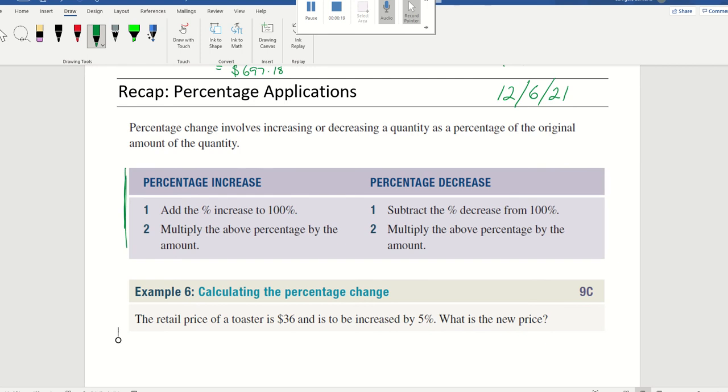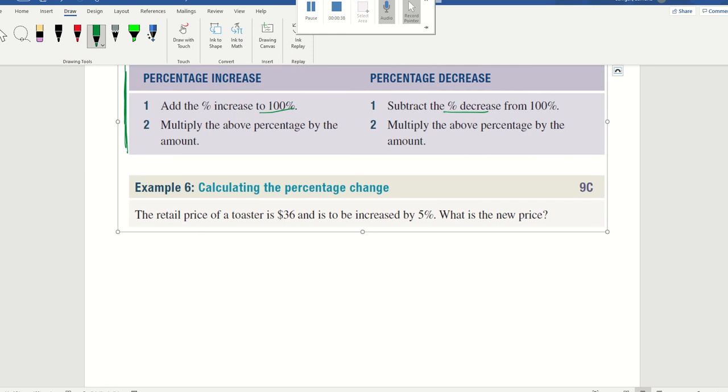Now a percentage increase, we can do it a couple of ways, but suggesting we add the percent increase to 100%, then we multiply the above percentage by the amount. If you want to decrease it, we subtract the percent decrease from 100% and multiply the answer by the amount. And so it's a very good way of doing it. Our first one, calculating percentage change.